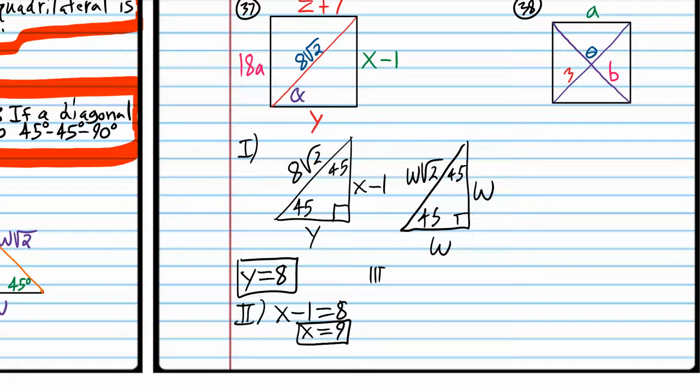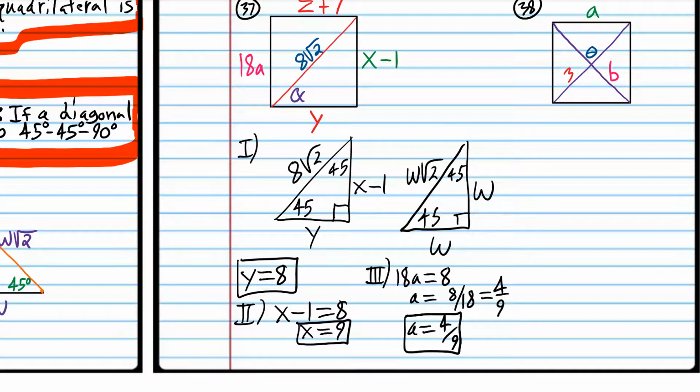And 18a must be, omega is 8, y is 8, so that must be 8. So divide both sides by 18, and we get a is equal to 8 over 18, which simplifies to 4 over 9. So a is 4 over 9.